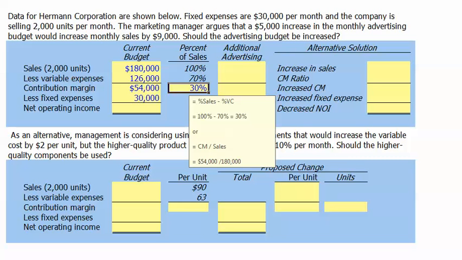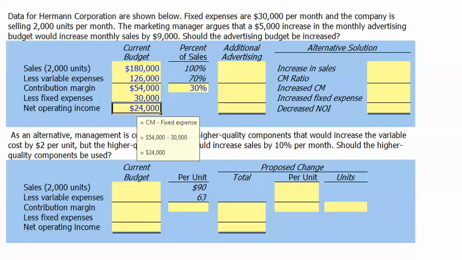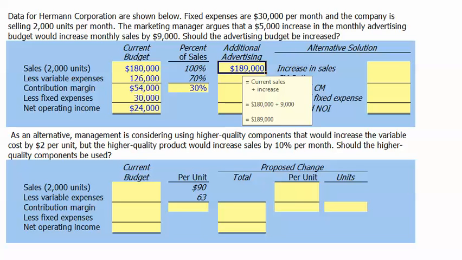Our net operating income is $24,000, which is our $54,000 contribution margin minus our $30,000 in fixed costs. If we increase our advertising budget by $5,000, we're told that we should be able to increase monthly sales by $9,000. So with the additional advertising, sales will increase from $180,000 to $189,000.